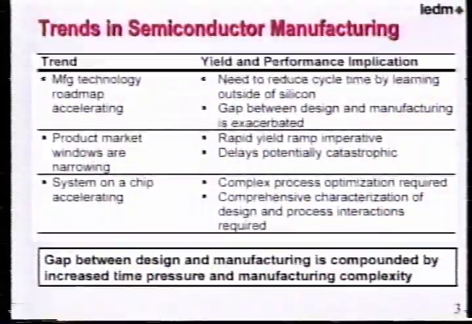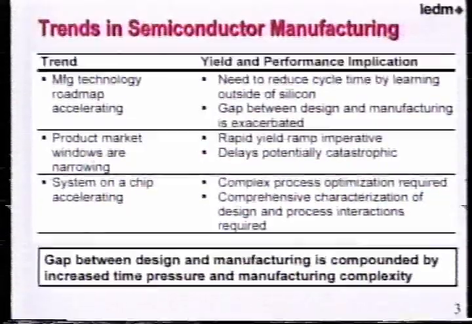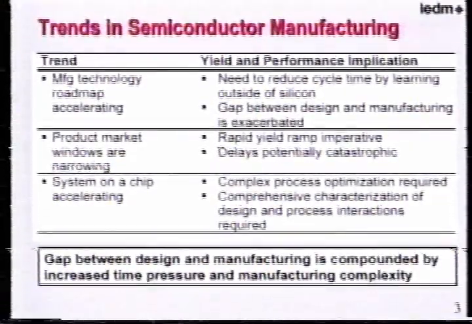We have all looked at the manufacturing technology roadmap, and we are pretty clear that this is accelerating. So what does that mean for us? It means the gap between the design and manufacturing is actually increasing, and we have less time within silicon to make up that gap. That means things have to be done almost pre-silicon or outside the silicon in order for you to be able to make this accelerated roadmap. The product market windows are narrowing, which means yield ramp is important. It's not just the final yield that you get to, it's how fast you get to it and how quickly you can make sure that there are no delays, because any delay on the ramp is going to cost you a lot of money, and I'll talk about that at the end.